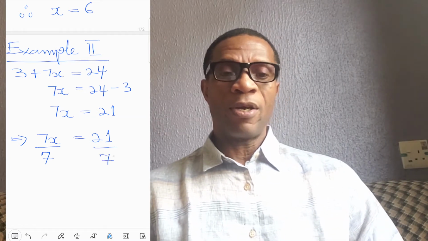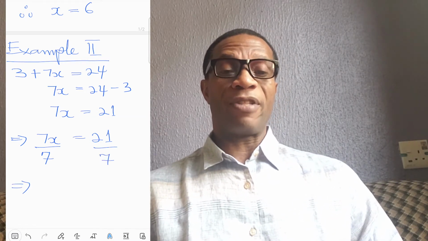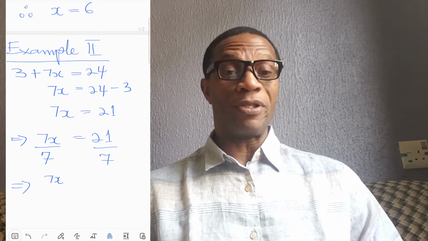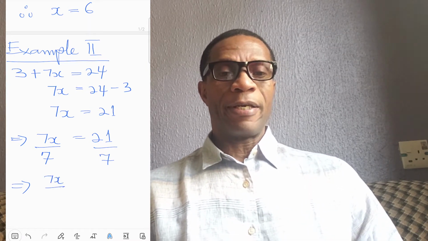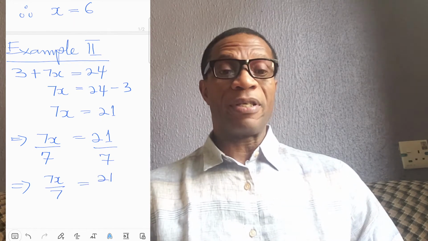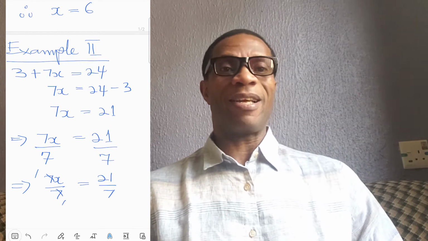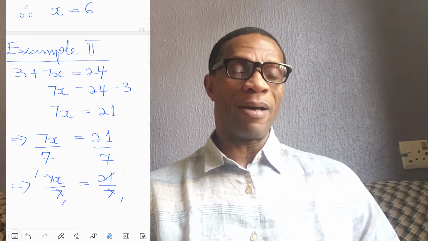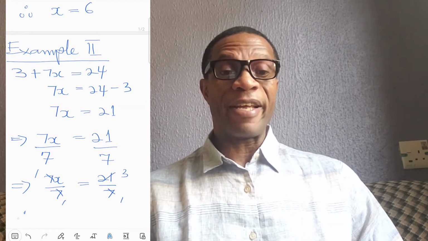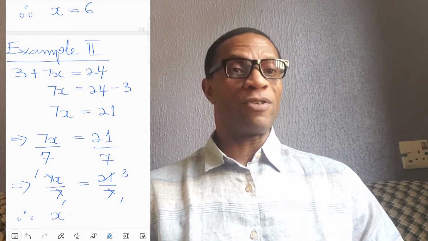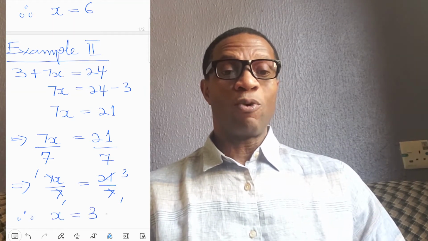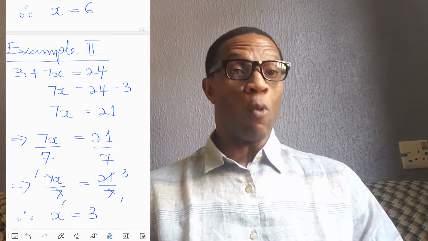So in this case, from our equation, we have 3 + 7x = 24. That means the next line of our equation will be 7x = 24 - 3, because 3 has gone over the sign of equality as a positive number, so it becomes negative. So 7x becomes 24 - 3, that is, 7x = 21. Now, to resolve for x, as in the first example, you divide by the coefficient of x, which is 7 in this case.